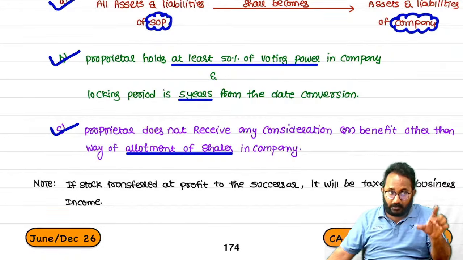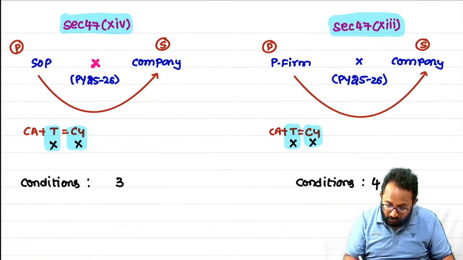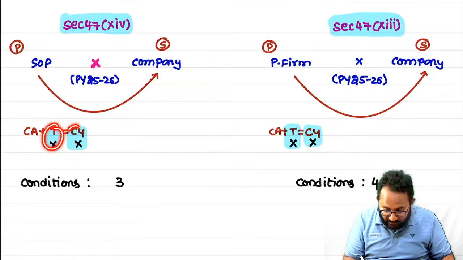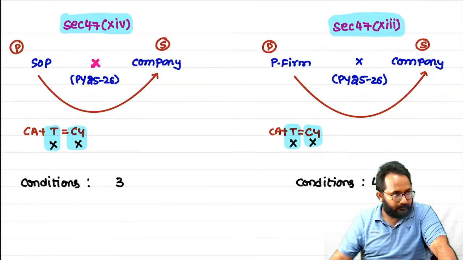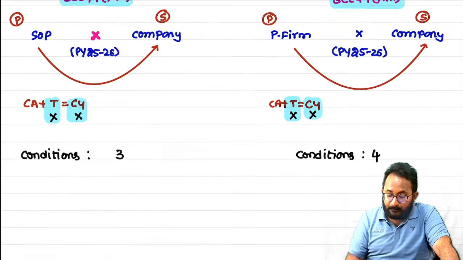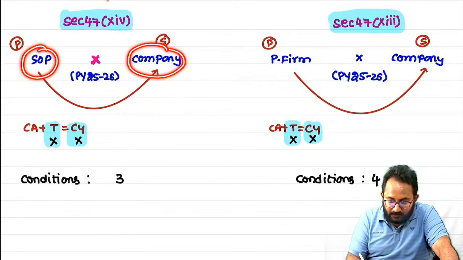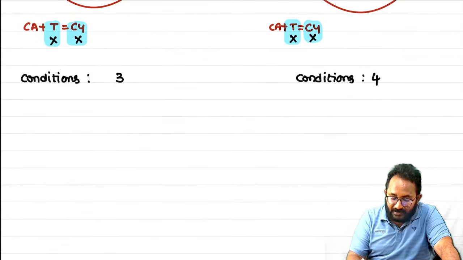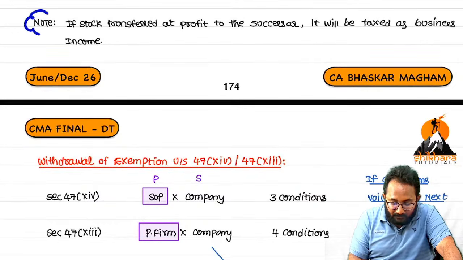Remember, here we are talking about the transfer of capital assets. If all the conditions are satisfied, no need to calculate the capital gain. Right? Then what is the position if we transfer the stock at a profit? If you transfer the stock at a profit, you are required to calculate which head of income?